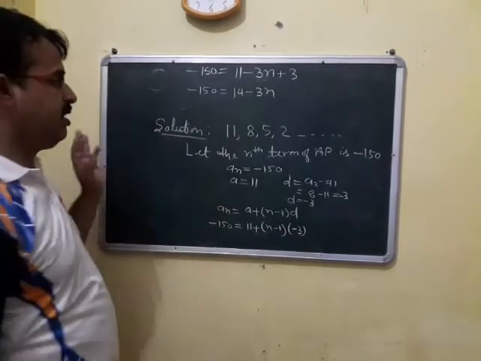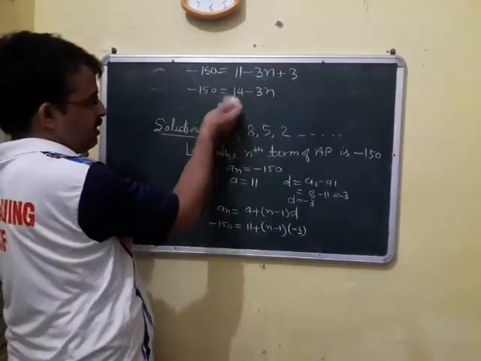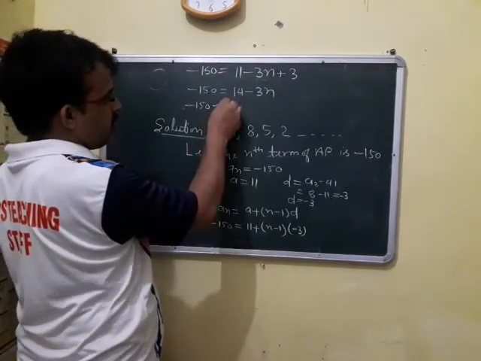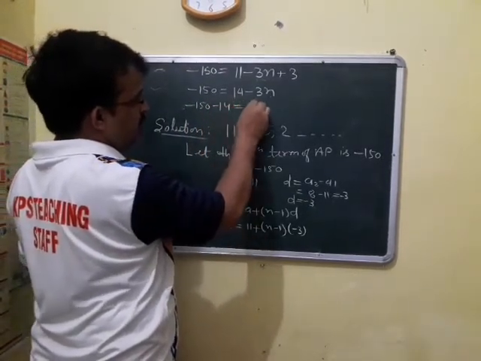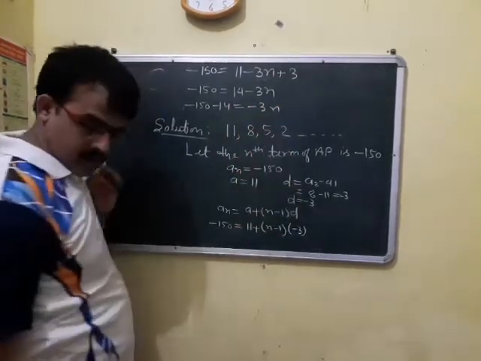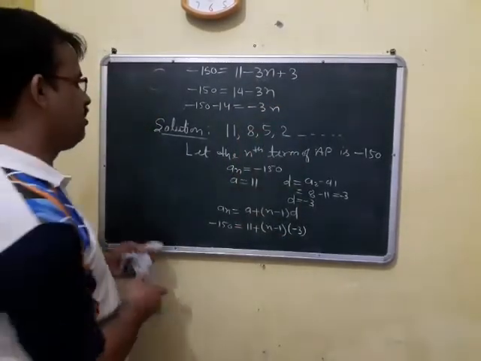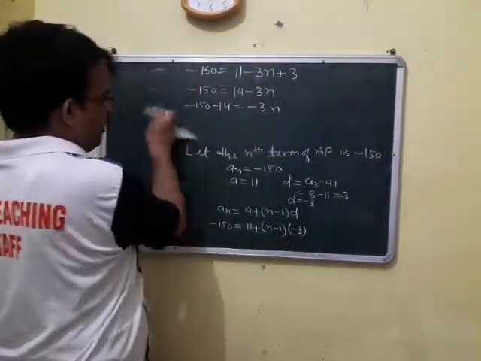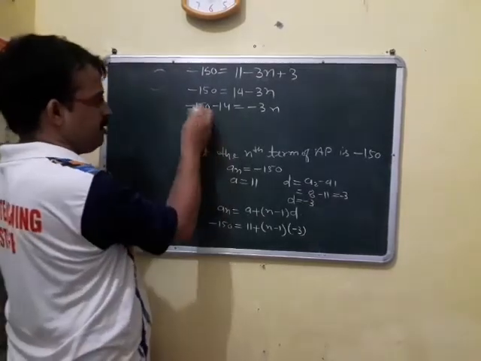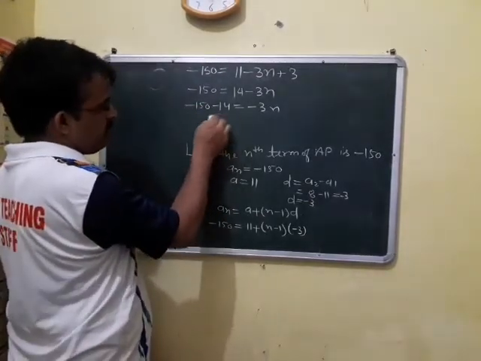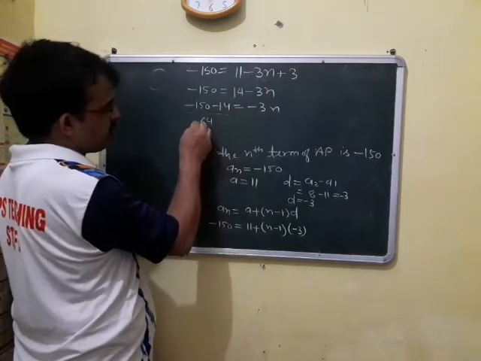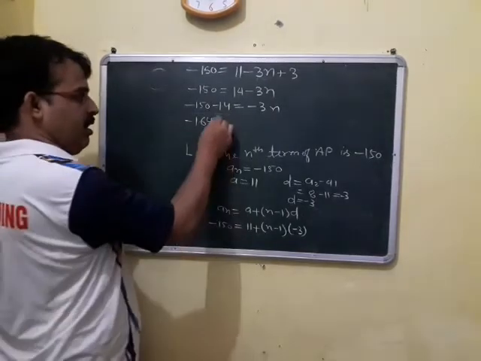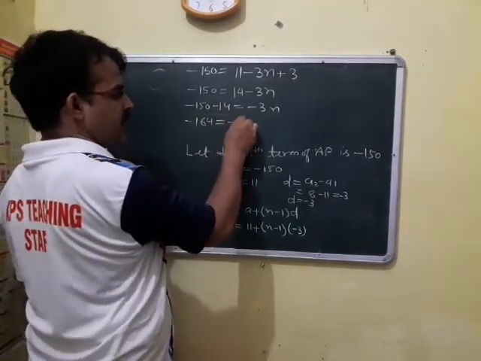And now see that this portion goes to that side in negative terms. Minus 150 minus 14 is equal to minus 3n, clear. So find n here. Both are negative, so add them: 150 plus 14 is 164. Minus 164 is equal to minus 3n.